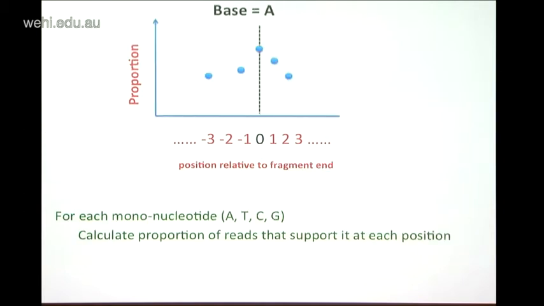And then for each of these mononucleotides, we calculated the proportion of fragments that supported it at each of these positions. So for example, this point would give the proportion of reads that had base A at the 0th position, and this point would be the proportion of reads that had base A at the first position, etc. What we were interested in was the marginal profile of the 4 bases.